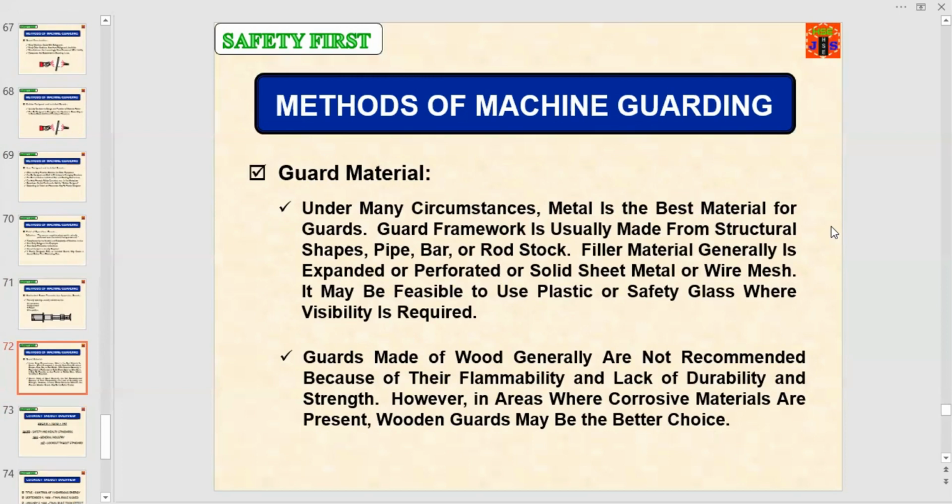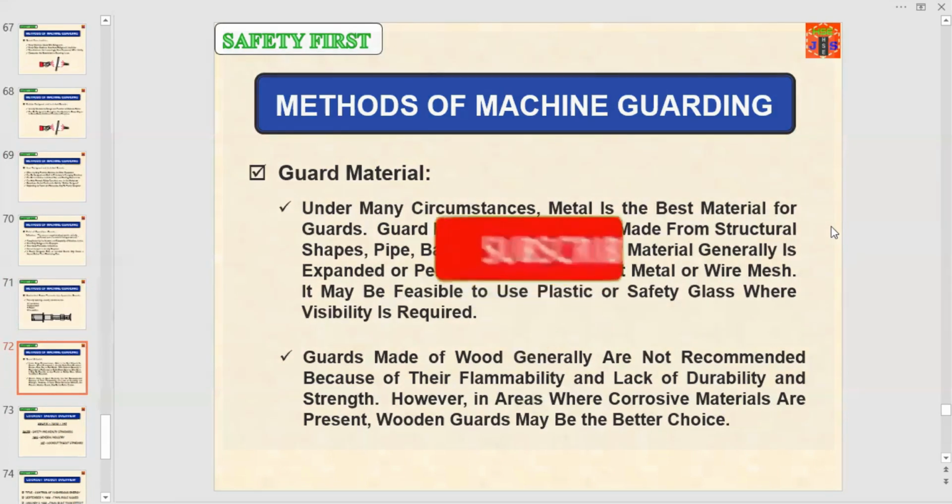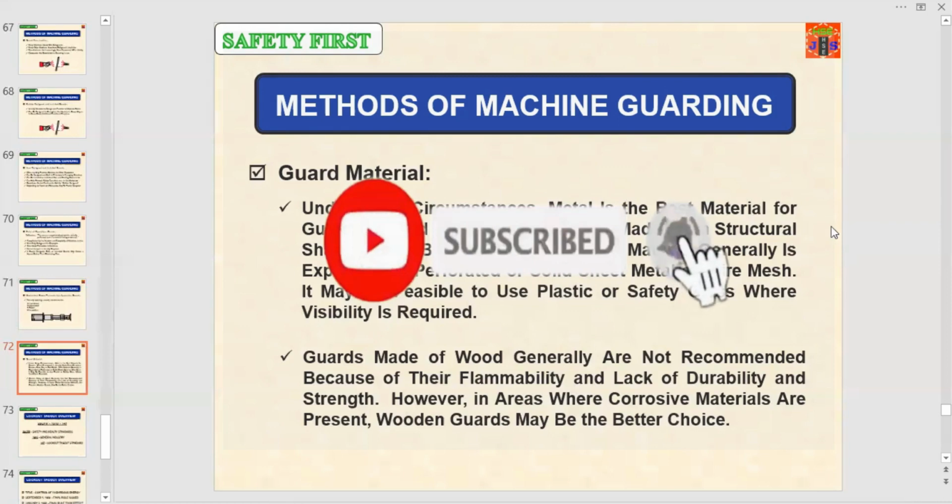Let us discuss the guarding material. Under many circumstances, metal is the best material for guards. Guard framework is usually made from structural shapes, pipe, bar, or rod stock. Fill material generally is expanded and perforated or solid sheet metal or wire mesh. It may be feasible to use plastic or safety glass where visibility is required.